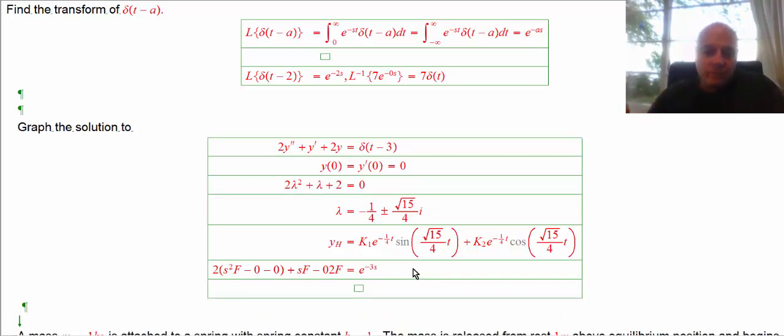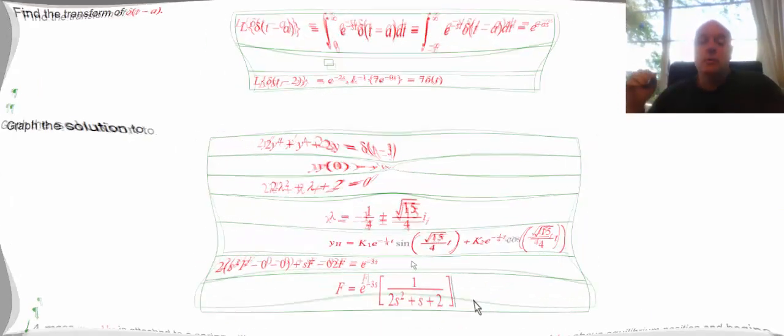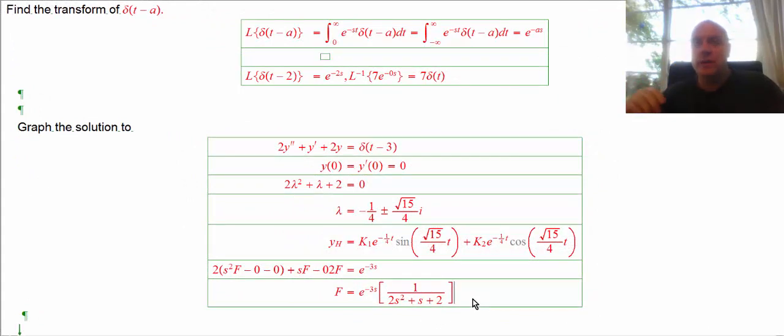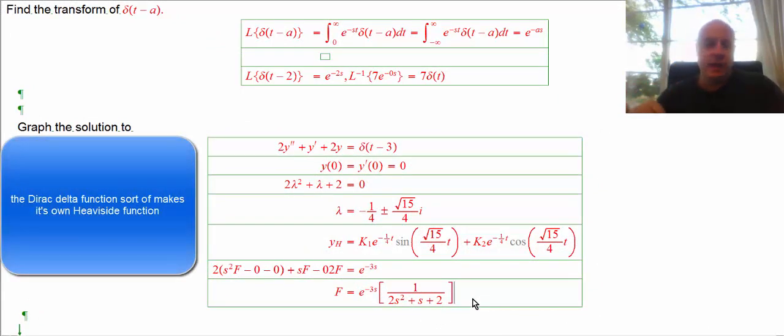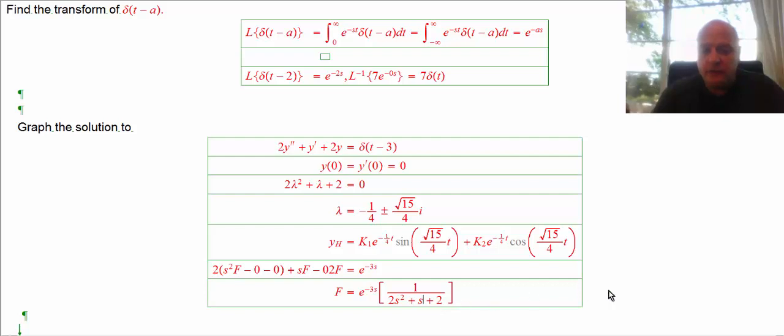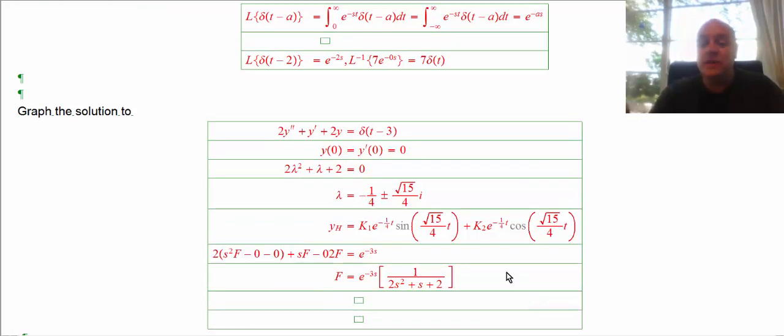What's our next step? Solve for f. When I solve for f, everything's multiplied by the e to the -3s. I know that's going to create, when I unLaplace, a Heaviside step function. If the quadratic here in the denominator factored, then I should factor it and then do partial fractions and break it into 2 pieces. It doesn't factor, so I'm going to need to complete the square.